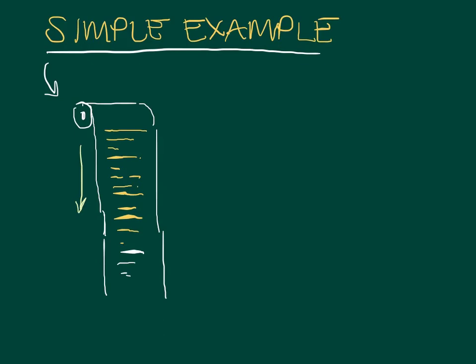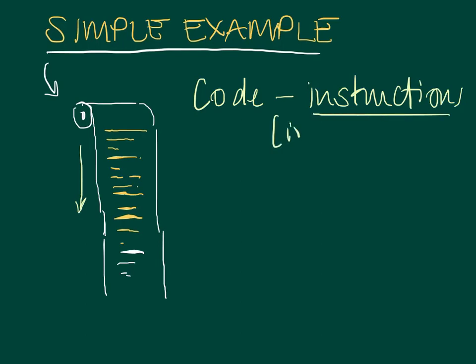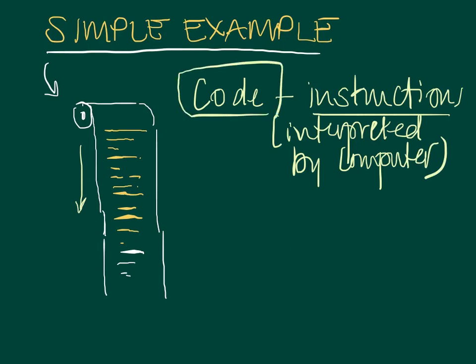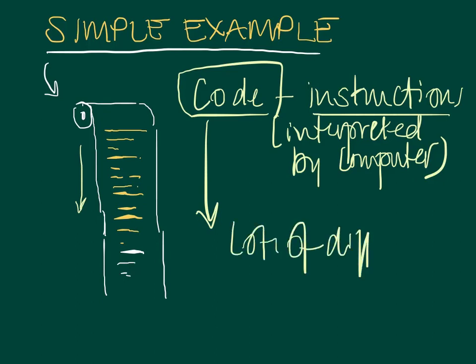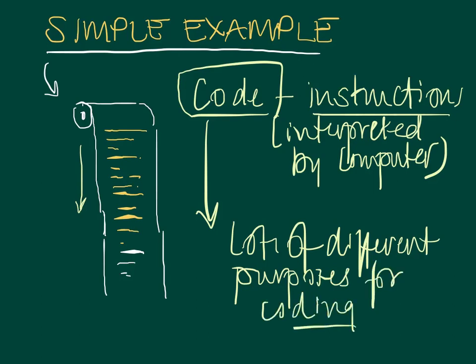Okay, first thing to note is that code, when we talk about code, we're really just talking about instructions. And these instructions are interpreted by the computer. Okay, so we want to write a chunk of code, I don't know, to add two numbers together, or to multiply one by the other, or to sort a sequence of numbers. So there's lots of different purposes that you can put code to. Okay, but what we're interested in is not the purpose, it's the way that we organize it.